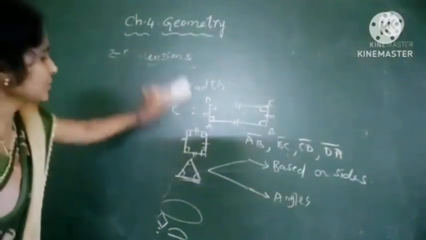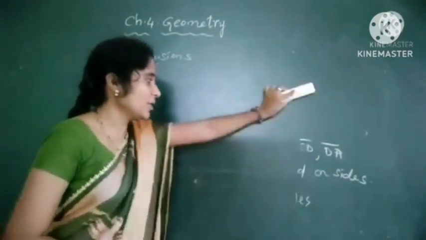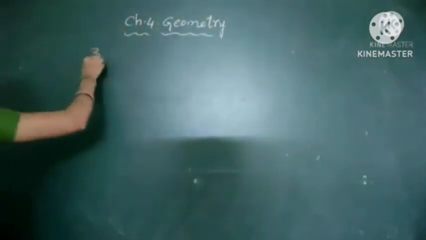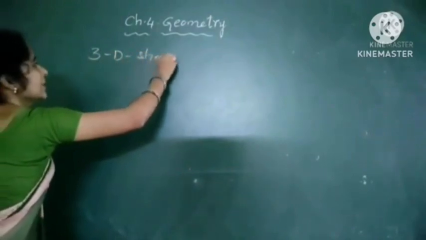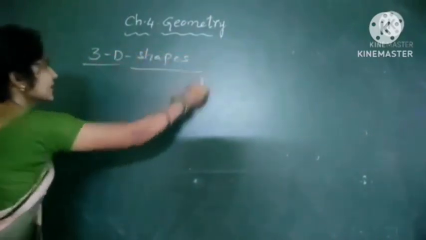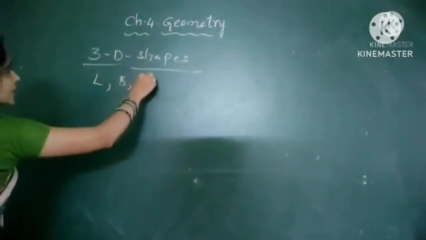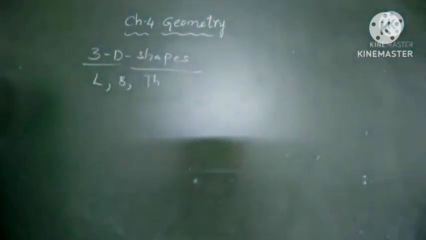About 3D shapes. We already discussed in class. I already showed models of 3D shapes also. 3D shapes have 3 dimensions. Those shapes have length, breadth and thickness, or depth.